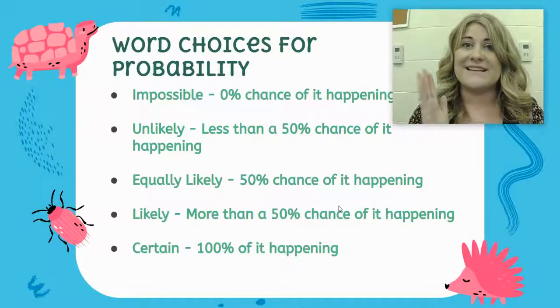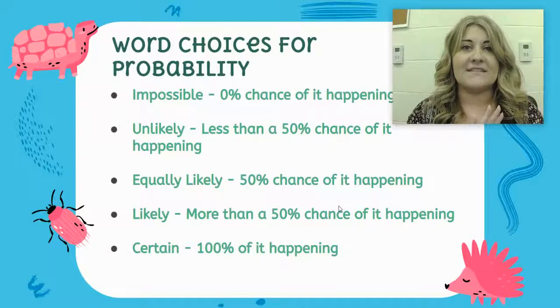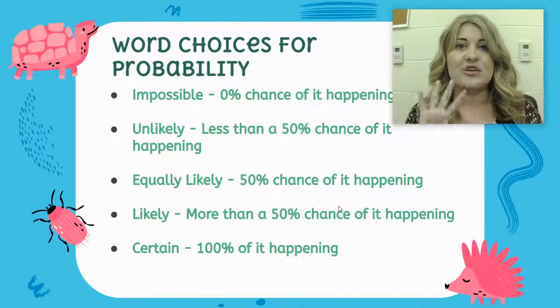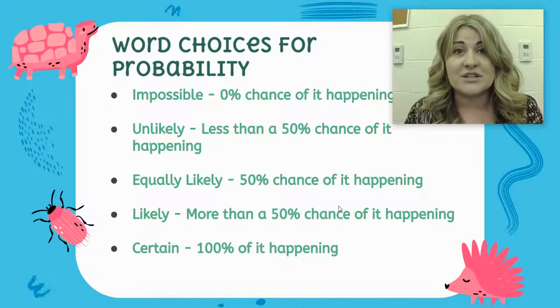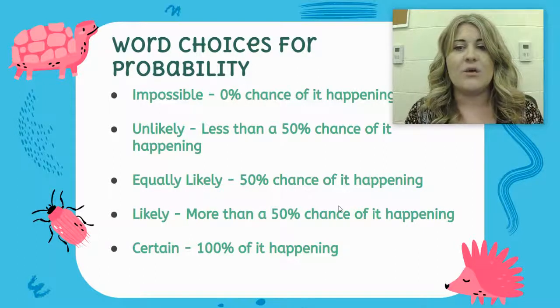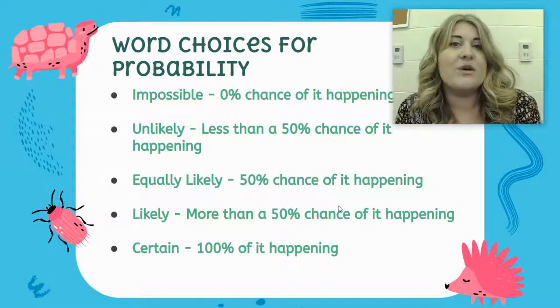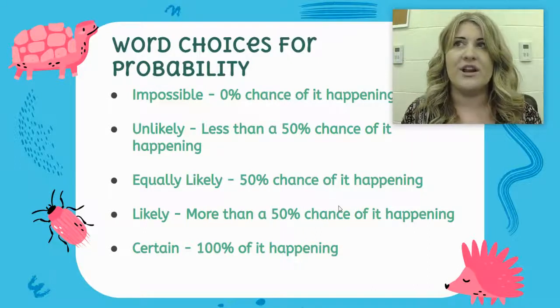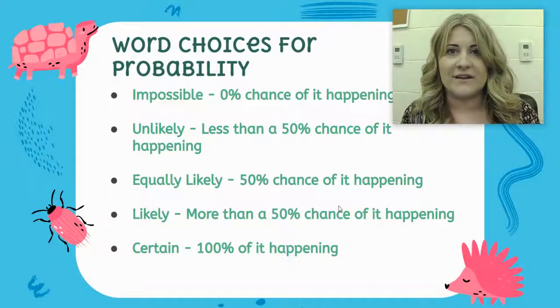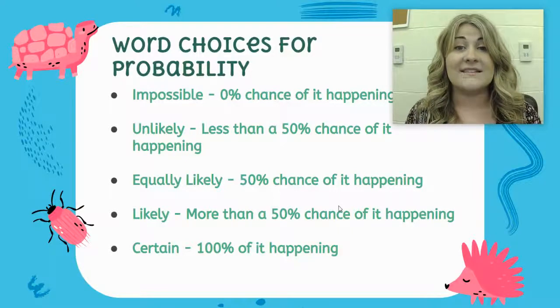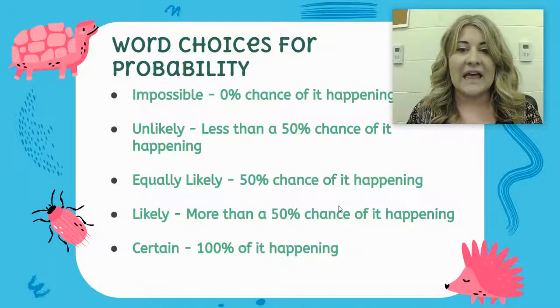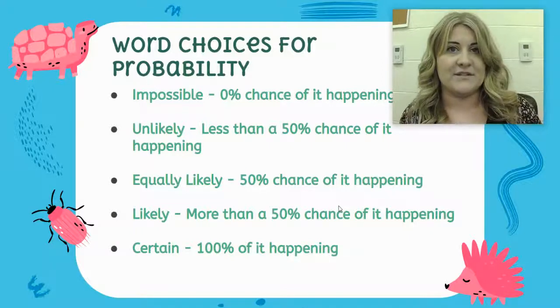Equally likely means there's exactly a 50-50 chance. It means it could either go one way or the other. This is like true or false. There's only 2 options. It's either going to be true or false. There's a 50% chance it's going to be false, or 50% chance it's going to be true. So on your test, if you have a true or false question, you already have a 50% chance of getting it right. You have an equally likely chance of getting it right because you could go either way. It's either 50-50.